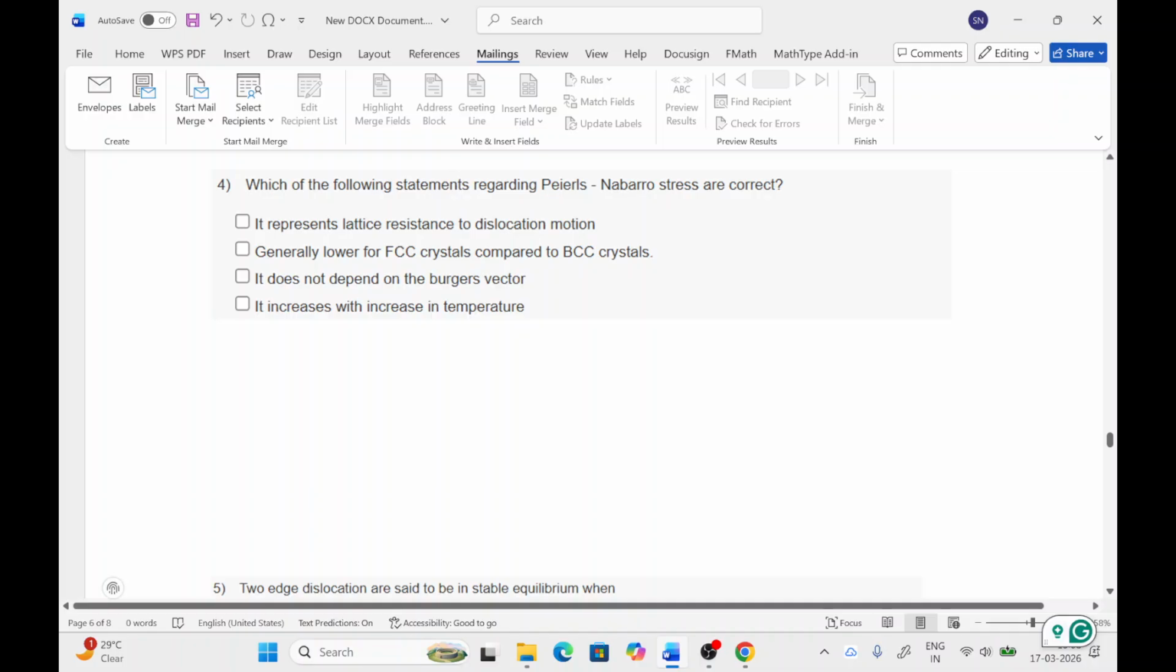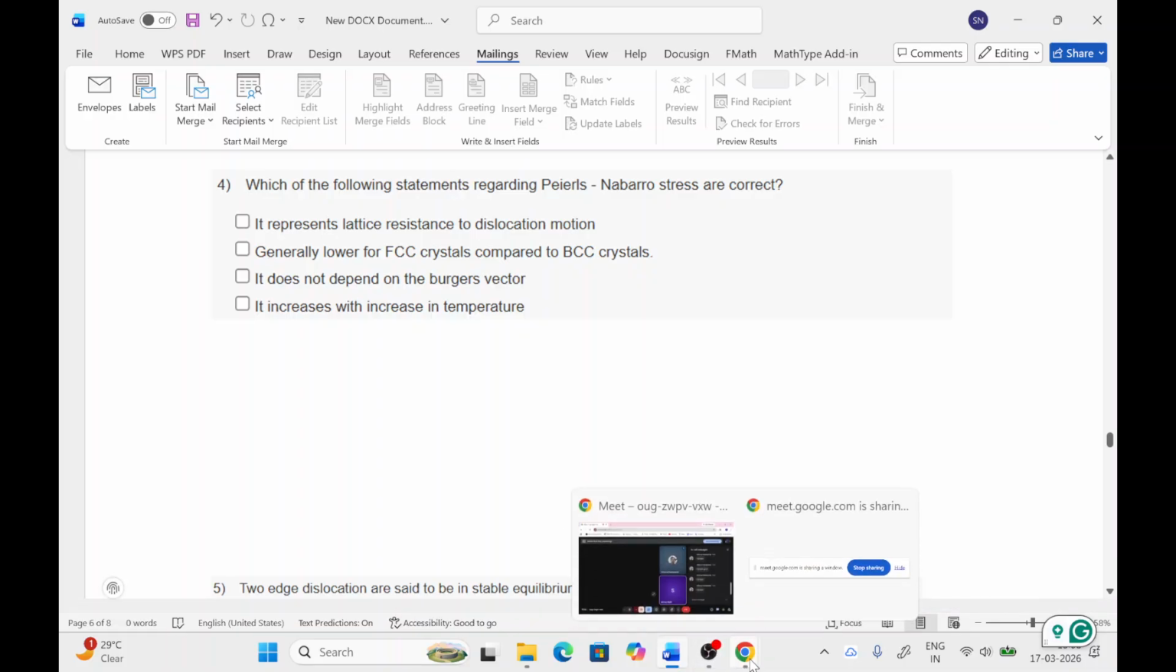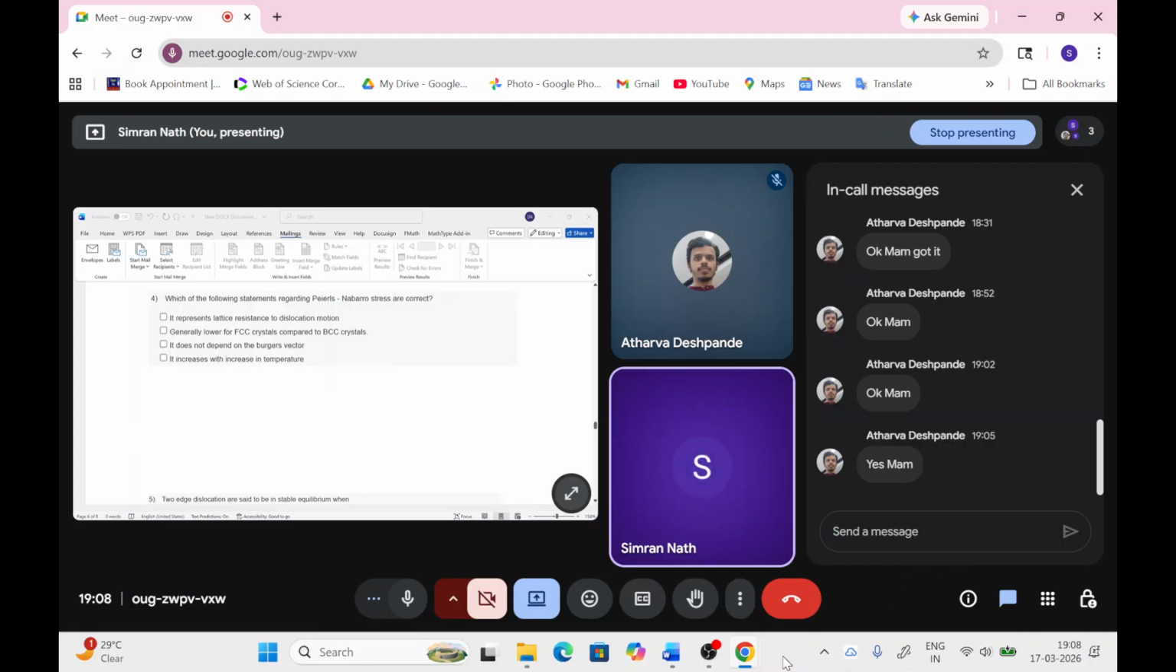The next question is the same as the previous. Which of the following statements regarding Peierls stress are correct? Can you tell which option is correct? Option 1 is correct. It is a multiple choice question, so some more options are correct.